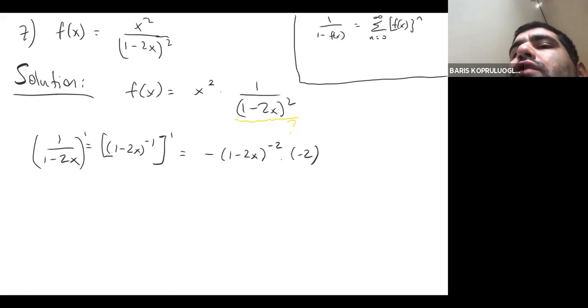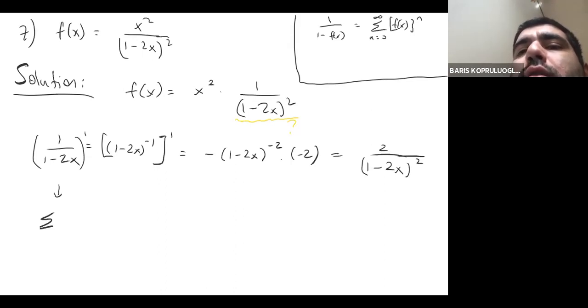If you do the chain rule, (1 minus 2x) to the power of negative 2 times negative, I think it will give you 2 over (1 minus 2x) squared. Okay, so the derivative of 1 over 1 minus 2x, which is pretty much the sum of (2x) to the power of n, its derivative is 2 over (1 minus 2x) squared.